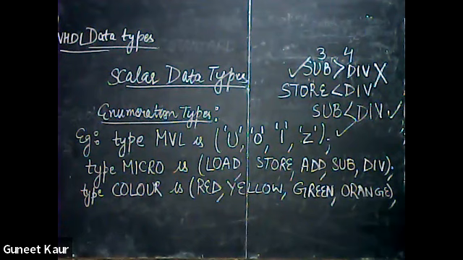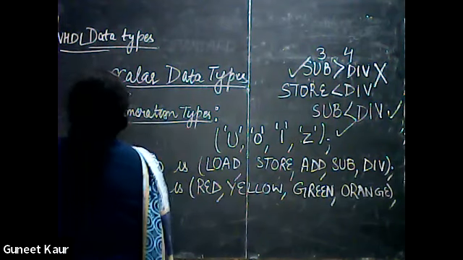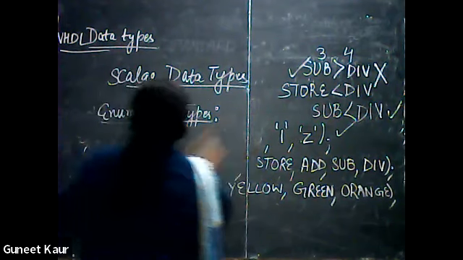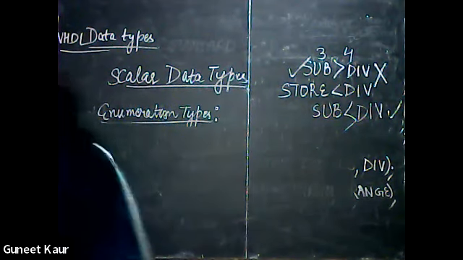Now there are some predefined enumeration types in this language. Some predefined enumeration types in VHDL are, first one, character.